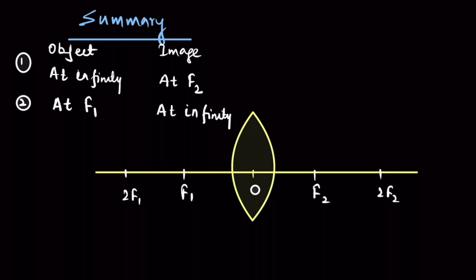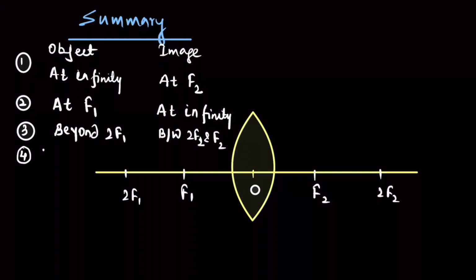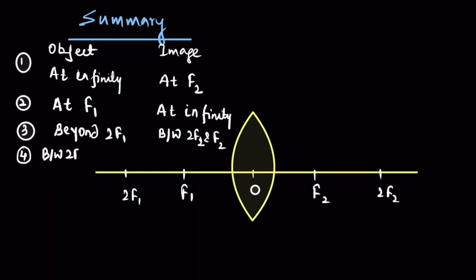Means basically it becomes reversed. When the object is at infinity, image is at focus, and when the object is at focus, image is at infinity. Third, when the object is beyond 2f1, that time image is between 2f2 and f2. If we place the object between 2f1 and f1, that time image is formed beyond 2f2.